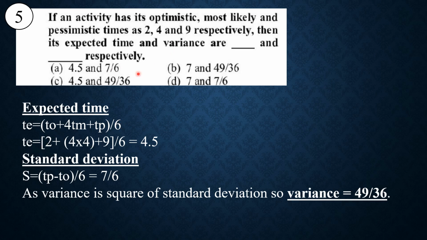By putting the given values into this formula, the expected time is 4.5, and the standard deviation formula is S equals TP, meaning pessimistic time, minus optimistic time, divided by 6, which equals TP is 9 minus TO is 2, so 7 by 6. As variance is the square of standard deviation, variance is 49 by 36. 7 square is 49 and 6 square is 36. So variance is 49 by 36 and expected time is 4.5. So option number C is correct.